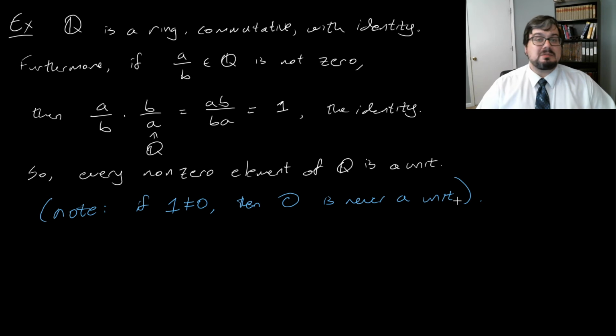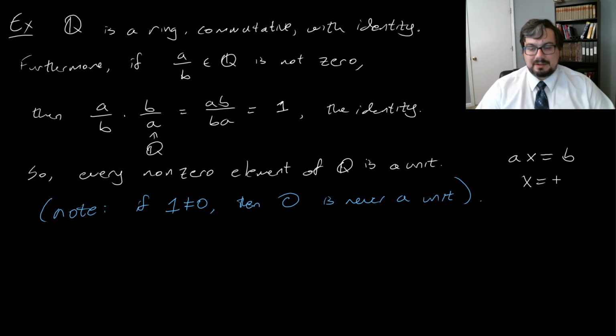This makes Q special, and there's lots of things that you can do here. It makes solving equations, for instance, in the rational numbers very easy. I know that if I have a times x equals b, and a and b are rational numbers, then I can always just divide by a. In other words, multiply by a inverse. And so I can conclude that x is equal to b over a, or a inverse times b.